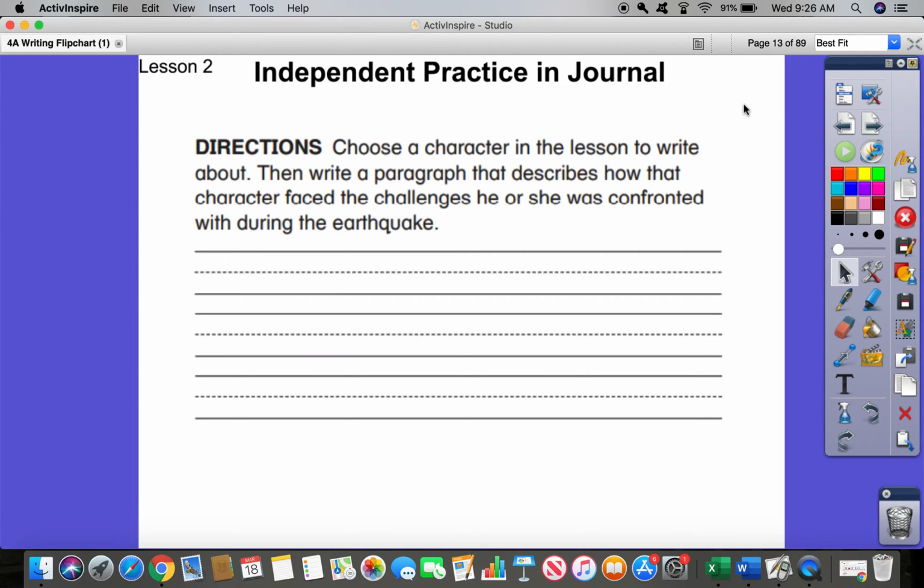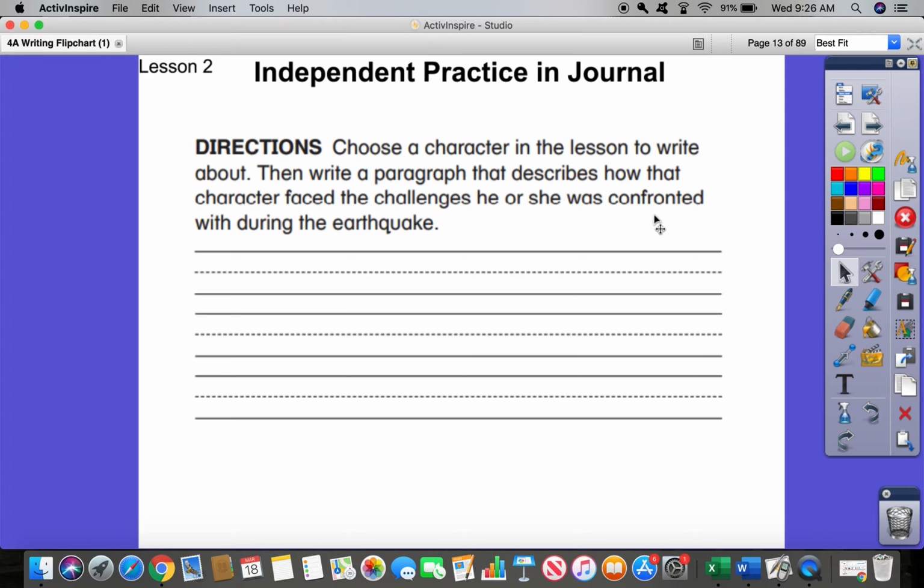Okay, so in your writing journal that was sent home, you are going to go to the second lesson and you're going to choose a character in the lesson to write about. Then write a paragraph that describes how that character faced the challenges he or she was confronted with during the earthquake. Confronted just means what challenges they faced. How are they feeling? What happened to them?